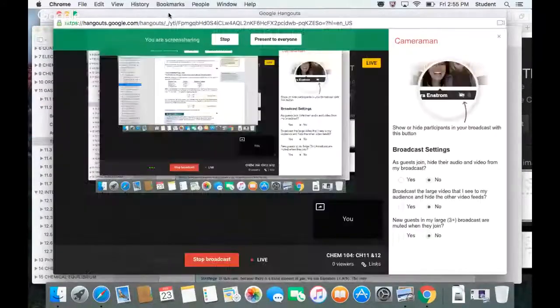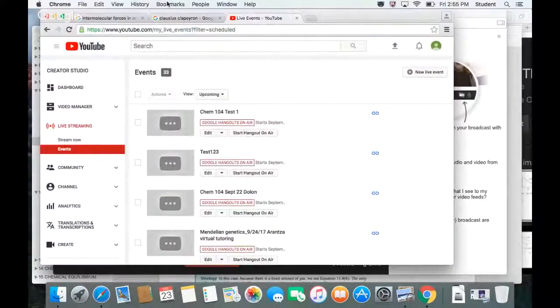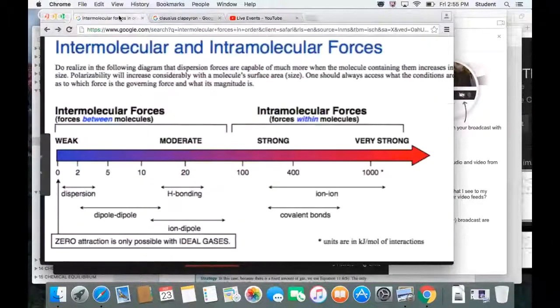Okay. So this is really good right here. Dispersion is the weakest force, and that is because they have instantaneous dipoles. They have attractive and repulsive shifting back and forth. So they are the weakest.